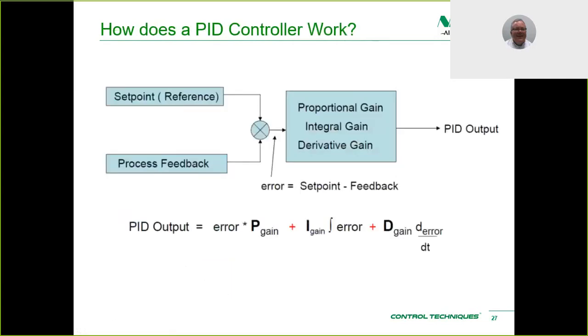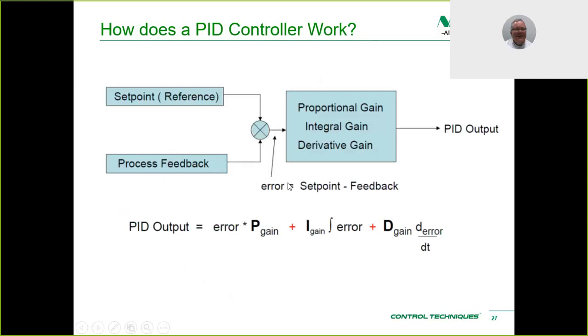So a rough diagram of how the PID controller works is we have a summation point here. The summation point is going to compare your set point, whatever that is, versus the PID feedback. The output now is PID error. It's the difference between those two.